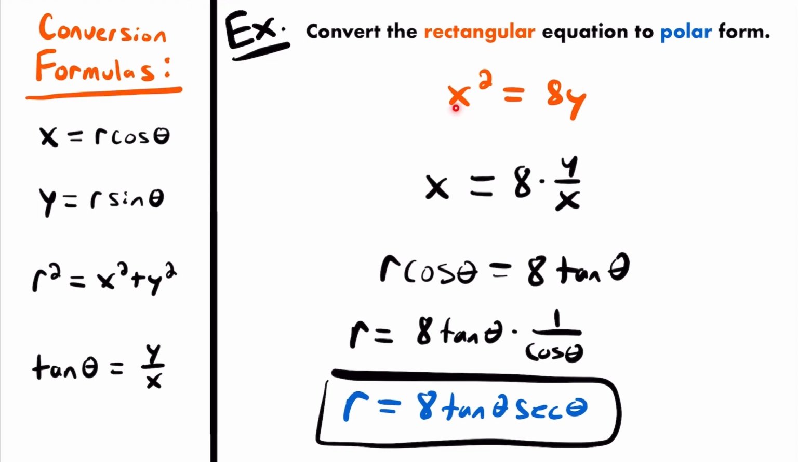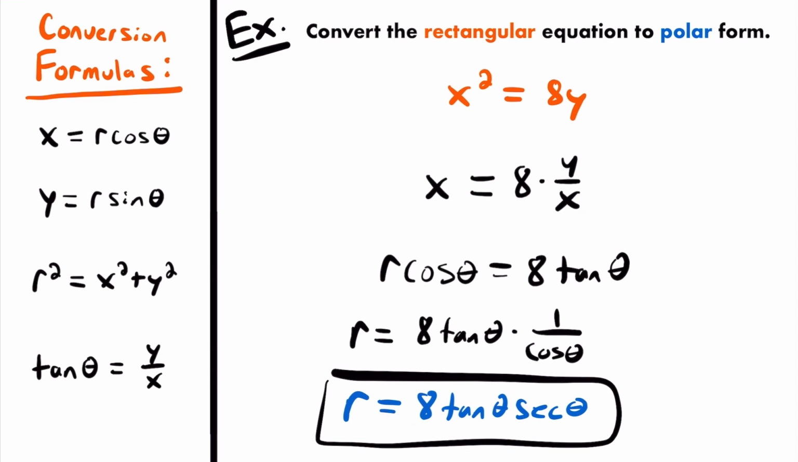Okay, so if you ever see x squared is equal to some constant times y to the first power, or the reverse of that, y squared is equal to some constant times x, I would recommend that you divide both sides by whatever variable is being squared, and then either use tangent theta to replace y divided by x, or cotangent theta to replace x divided by y. It's going to make converting that rectangular equation to polar form a lot simpler.